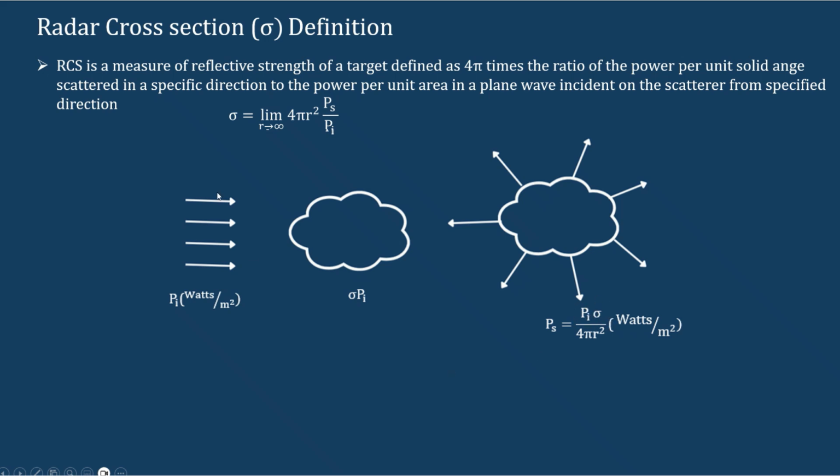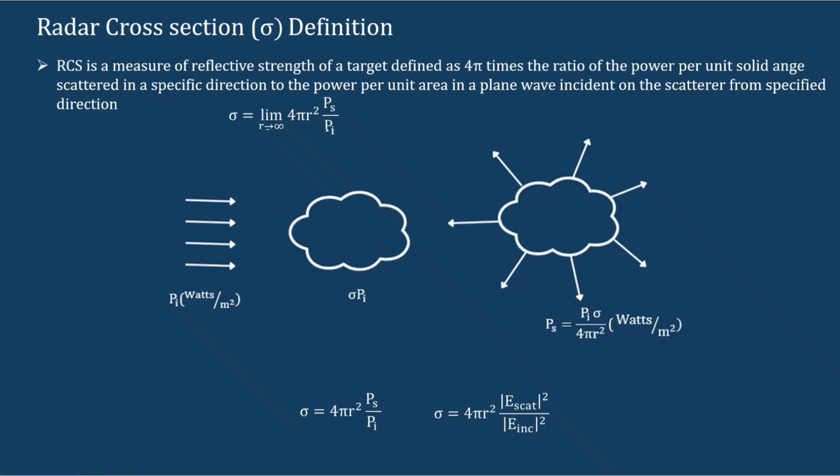So the RCS is based on this equation, and here you can see that if you rearrange this equation, we will get the radar cross section. So the radar cross section equals 4 pi r square Ps by Pi. In terms of the electric field, it can be given by the expression 4 pi r square E scatter square divided by E incident square, as the electric field is proportional to the power density.